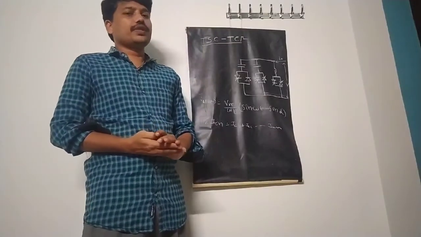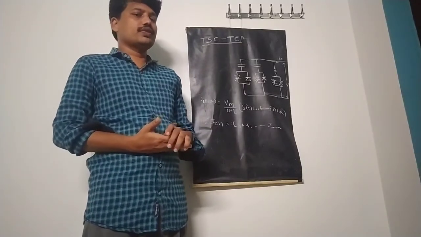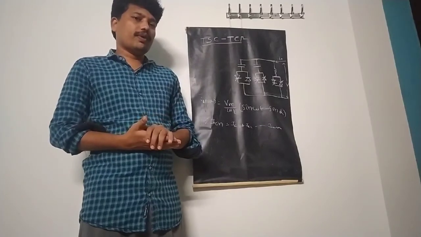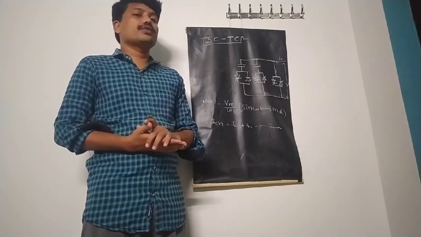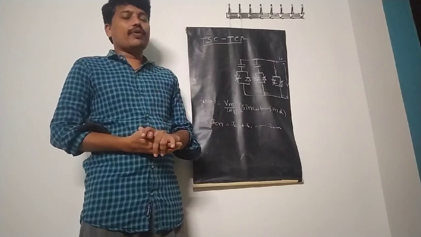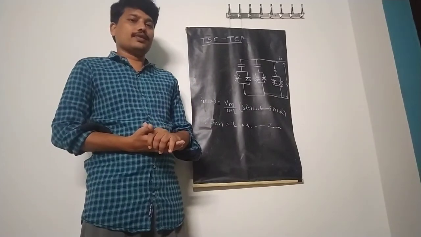In the previous class, we discussed the thyristor switched converter, that is, the thyristor switched capacitor. We saw the purpose of the thyristor switched capacitor: it provides capacitive reactive current so that we can inject reactive power into the system.